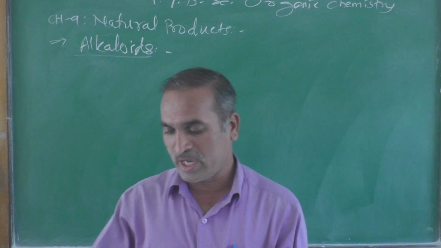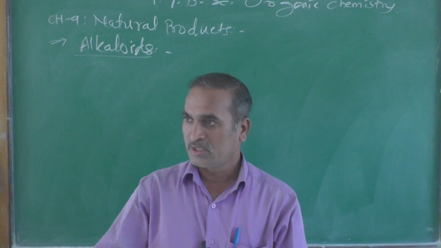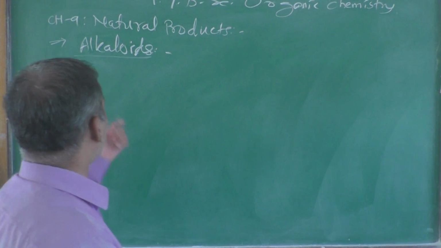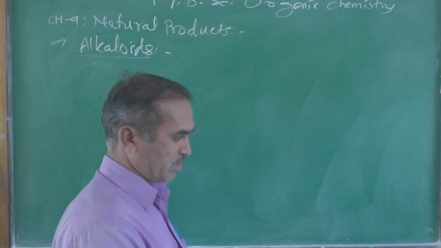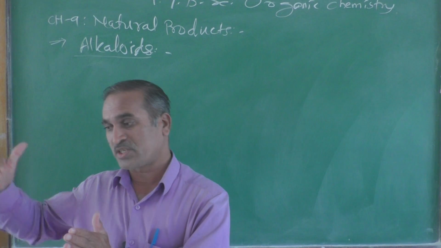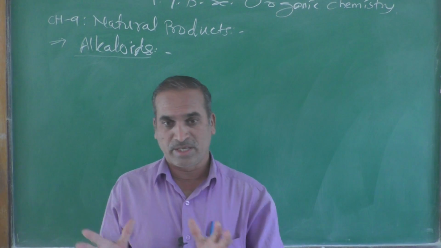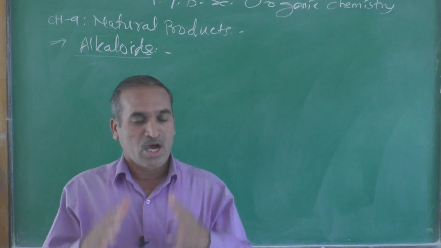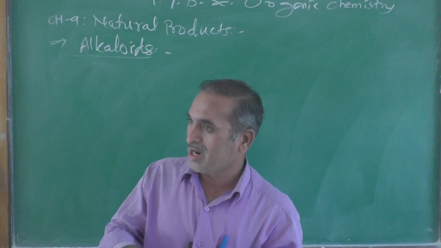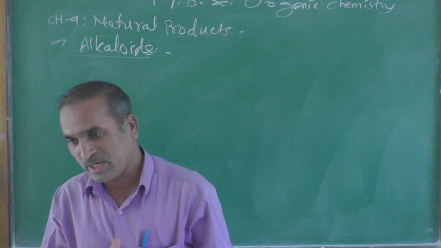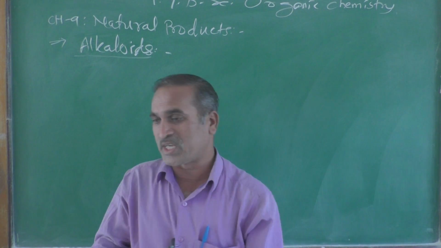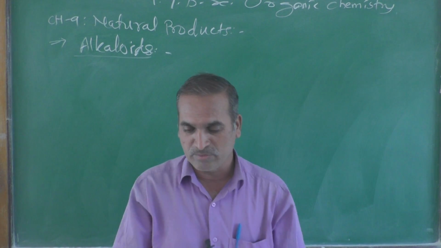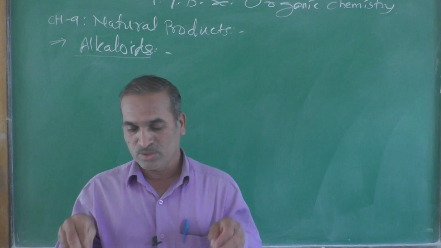So from today onward, the remaining half part of this chapter we are going to discuss. The name is alkaloids, because we are discussing natural products. Among those, this is the second part we are learning here. So what is an alkaloid? What do we mean by alkaloid? How can we obtain it? What is its class? What are the properties of that alkaloid? What are the uses of that alkaloid? That type of information we are going to discuss today.